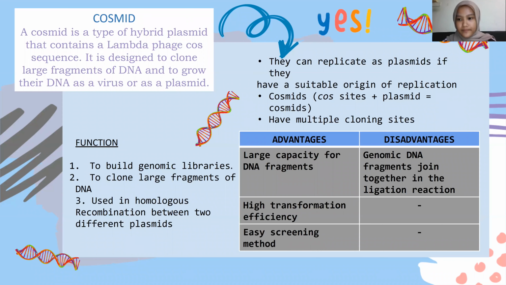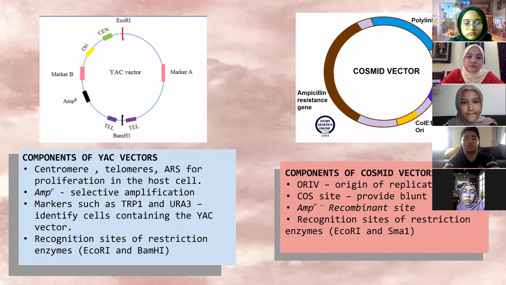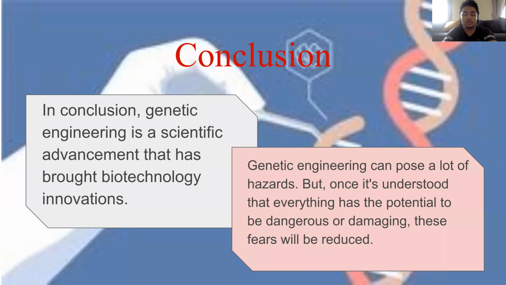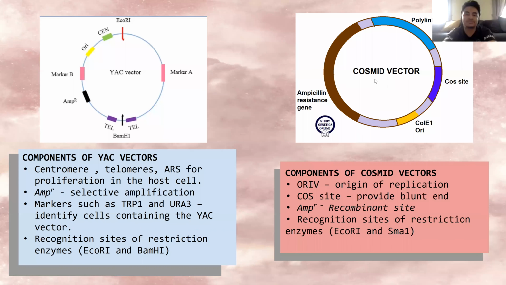That's all for me. Hi, Assalamualaikum. For my part, I'll be explaining the components of the YAC and the cosmids. I will be explaining why the components are important and essential for the vectors.